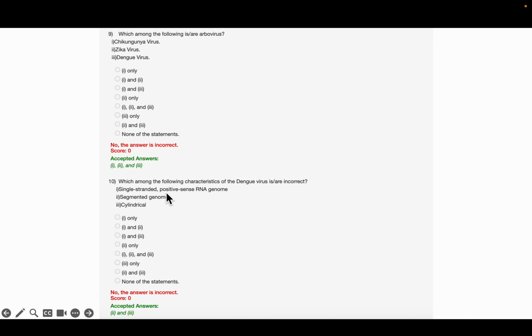Which among the following characteristics of the dengue virus are incorrect? Single-stranded positive sense RNA genome, segmented genome, cylindrical. So options 2 and 3 are incorrect. Option 1 is correct. It's a single-stranded positive sense RNA genome. It's not a segmented genome, and it is also not cylindrical. It's icosahedral, or you can say circular, but its proteins are icosahedrally arranged.